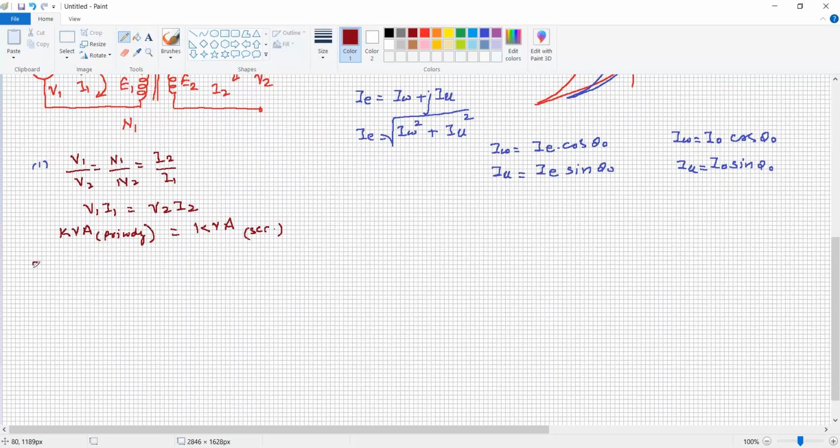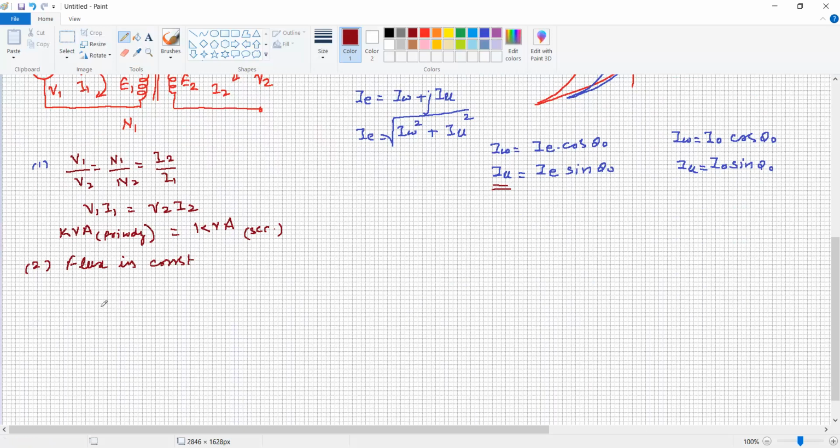The second conclusion is that the flux is constant irrespective of load condition, whatever may be the load, because the load MMF, the secondary MMF and primary MMF are equal in magnitude and opposite to each other. So the flux created by the no load current, the flux created by I mu, remains constant.